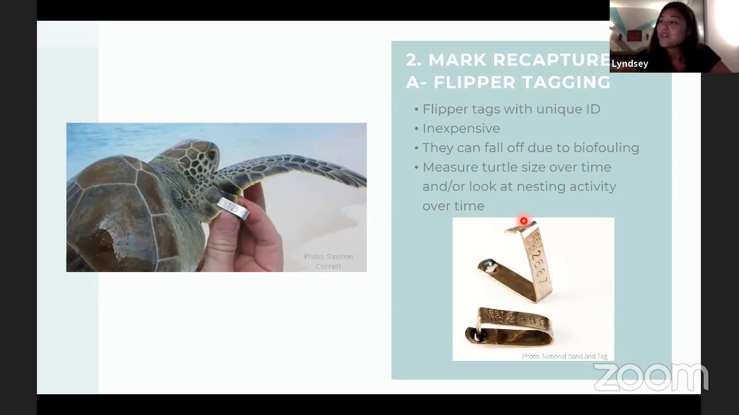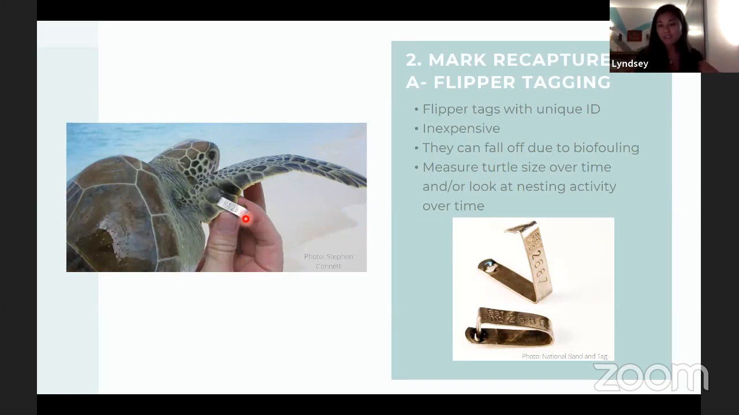So you can get really useful information out of this. There are some drawbacks though, because these tags are kind of like earrings. So they can easily fall off if biofouling happens, like if barnacles grow underneath it, they can pop right off. So you do have to have some upkeep. So go back year after year.